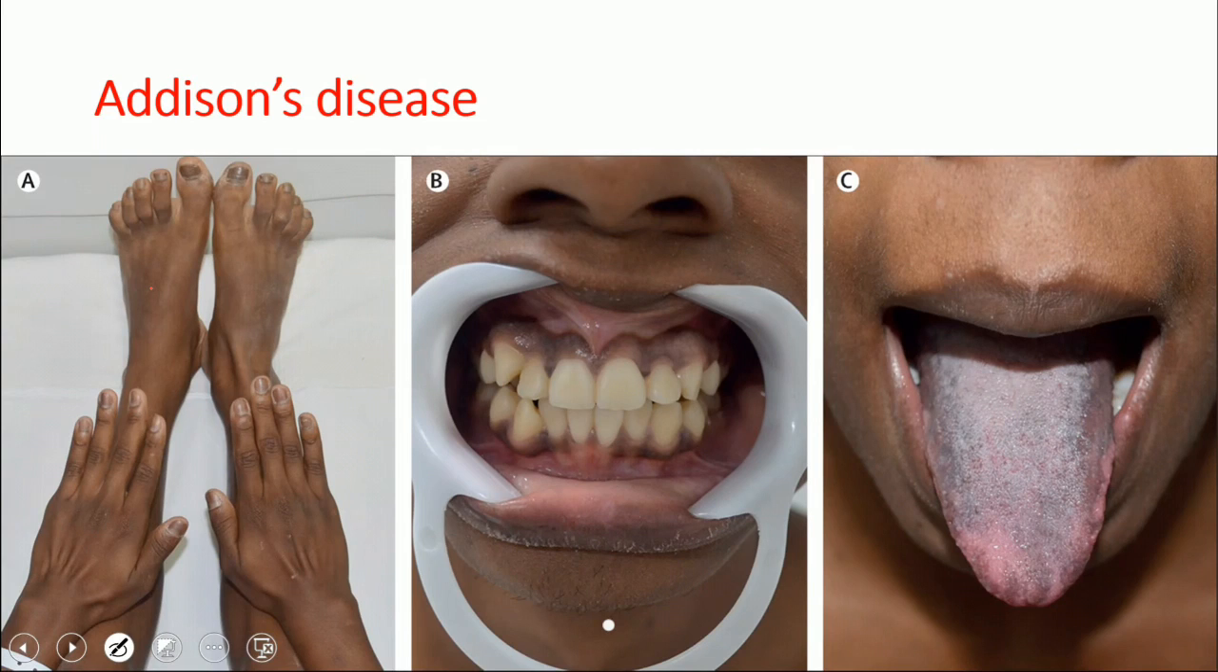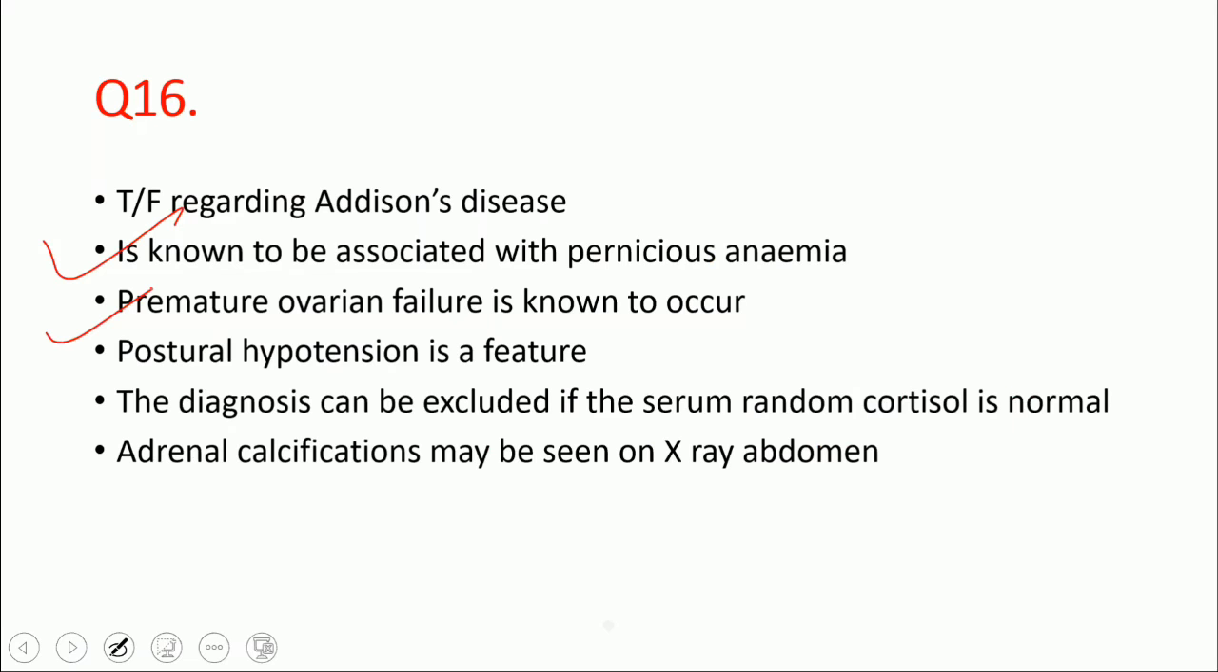Of course, they will have other symptoms like they will feel tired all the time, right? They will have postural dizziness. And if you measure their postural blood pressure, they will have postural hypotension, right? That is very common. But they will generally feel aches and pains, anorexia, malaise, weak all the time. Those are the common presentations. So postural hypotension is a feature, is true, right? Okay.